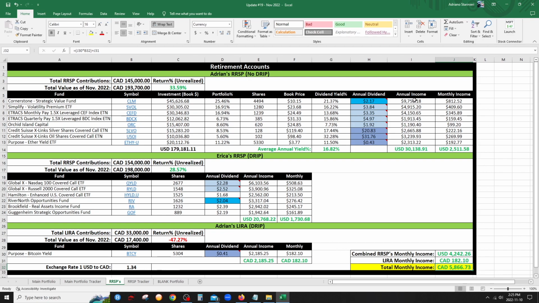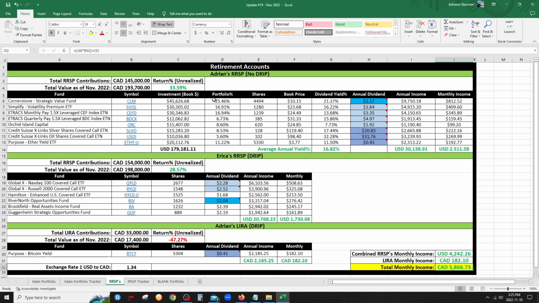So the income will increase if the Canadian dollar starts going down compared to the US dollar. So that's what actually helped me in the last couple of months to have a nice big increase in dividend here. So that's basically what I track for the retirement accounts. It's very, very simple. I don't want to break my head.